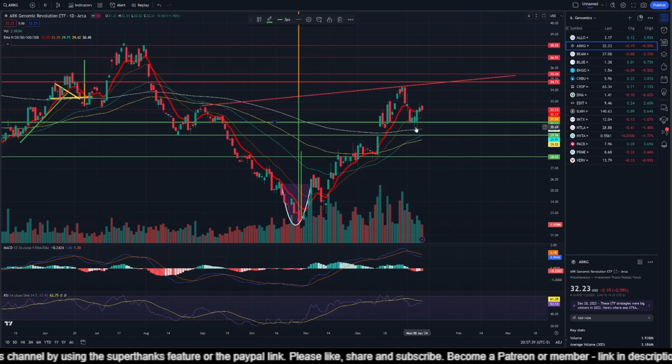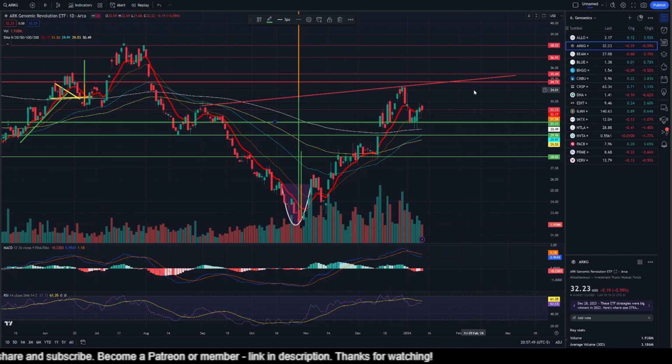because the head has formed here, and the shoulder is here, and another shoulder is here. So head and shoulders should look good, I'm thinking. Let us see what happens. This is all I wanted to talk to you guys about.